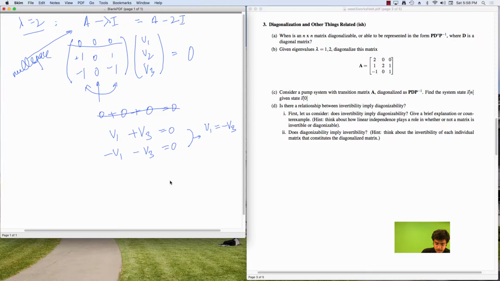So first, we have absolutely no equation on v2, which means v2 can be whatever it likes. So let me fix it to be some t. And now we have only one equation between these two, so one of them needs to be fixed. So let me say v1 is some k. Then you have that any eigenvector of the matrix A corresponding to lambda equals 2 is of this form.